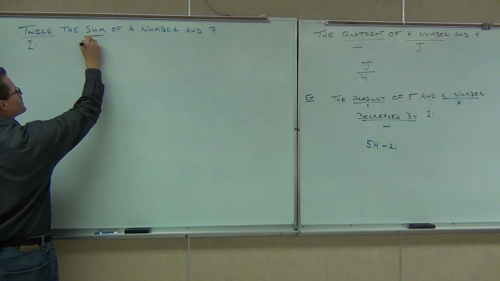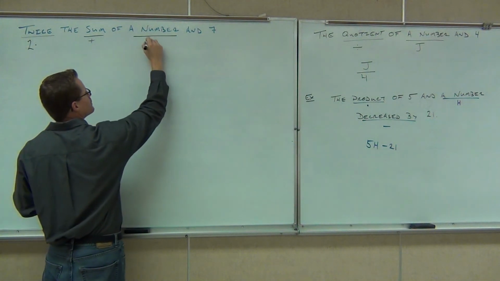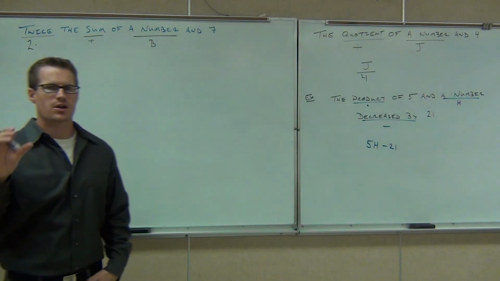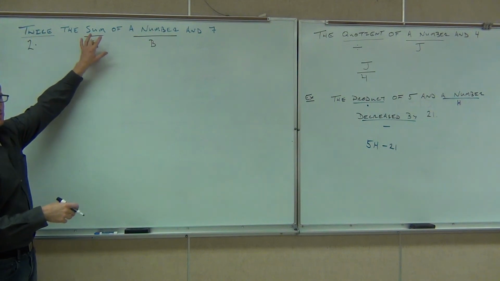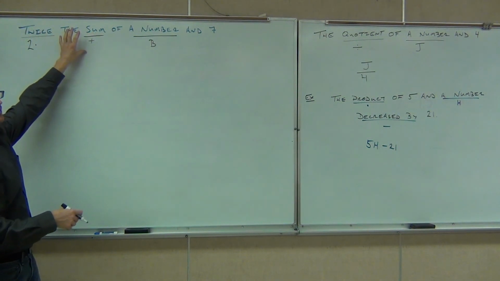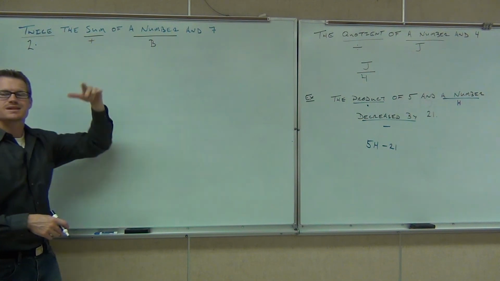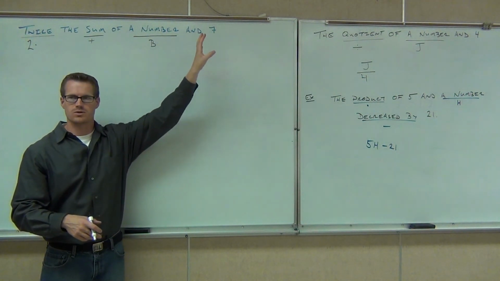Sum, I already know that means plus. A number, I already know that could be anything. Let's pick B. So twice the sum of a number and 7. Here's the deal. Whenever it says the product of, or twice the, or sum of, and it doesn't give you a number afterwards, it says twice the sum of something. What this suggests to you is that this part is going to be in parentheses. I hope you would listen to that.